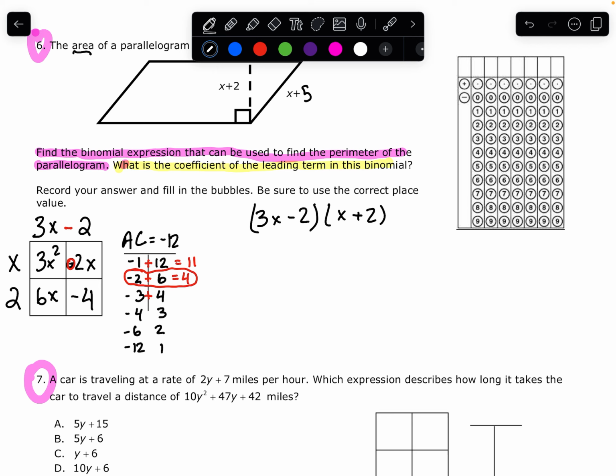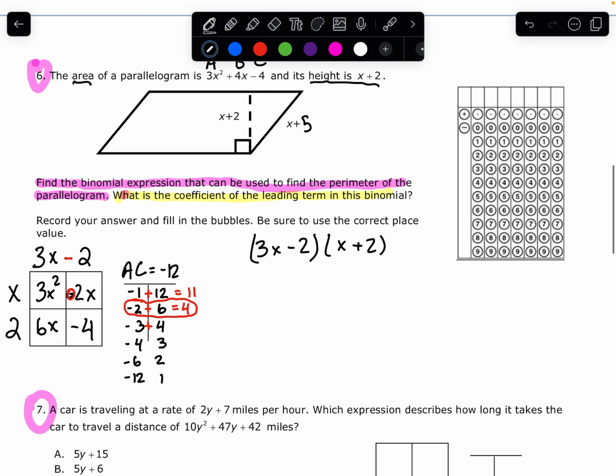It wants us to find the binomial expression that can be used to find the perimeter, right? So the trick here, guys, is I have the x plus 2 as the height, so I'm really going to ignore this x plus 2. It's really just extra stuff. But I do need the length right here, which is 3x minus 2, and then on the other side, I have an x plus 5.